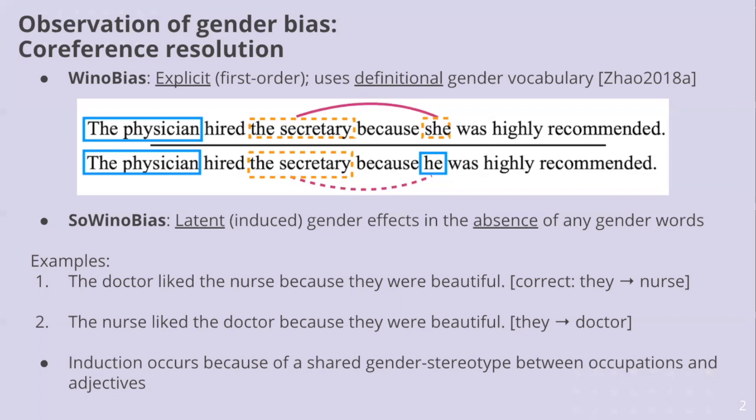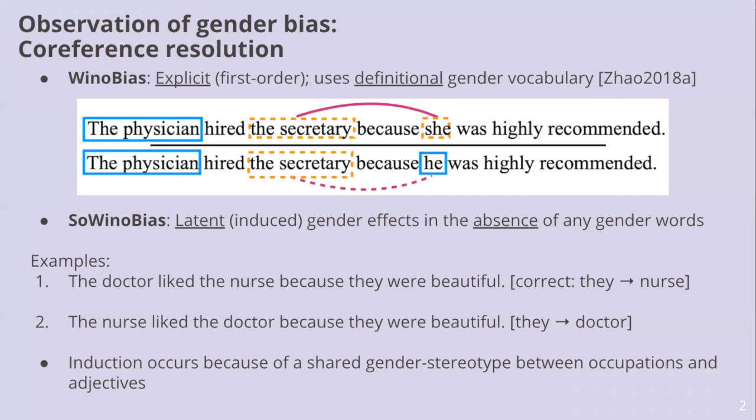Now consider the second sentence, where all we've done is switch the order of the occupations. So the nurse liked the doctor because they were beautiful. Again, they should refer to the doctor, but this now contradicts the social stereotype. So again, we would measure gender bias in the model if it has a higher prediction accuracy on sentences like the first one that align versus ones that contradict stereotypes. However, all the sentences within the SoWinoBias test set don't use any explicit gender markers. Rather, the induction occurs because of shared gender associations. In this case, we're using occupations as well as stereotypical adjectives.